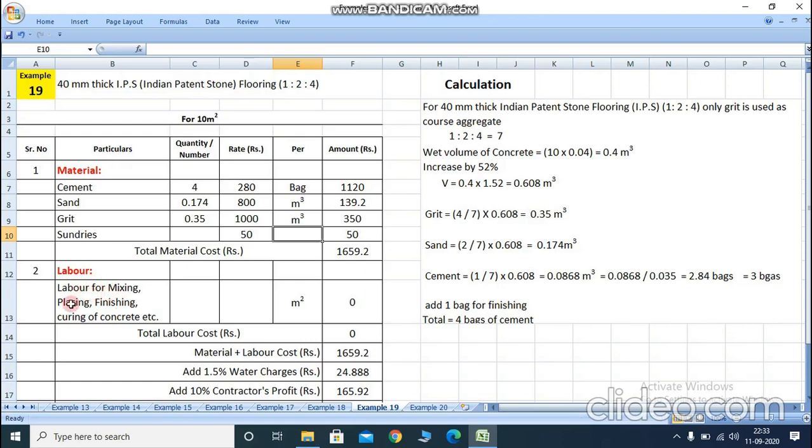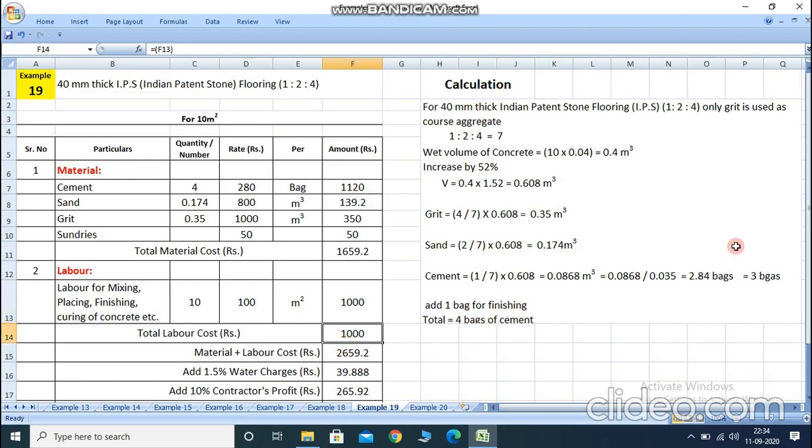And next we calculate labor cost. Labor for mixing, placing, finishing and curing of the concrete. So here per meter square rate is 100 rupees per meter square. Now we calculate IPS for 10 meter square. So write here 10. Per meter square rate is 100 rupees. So for 10 meter square, 10 multiplied by 100, we got the answer 1000 rupees. So total labor cost is 1000.